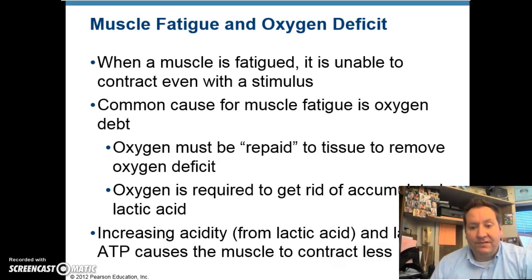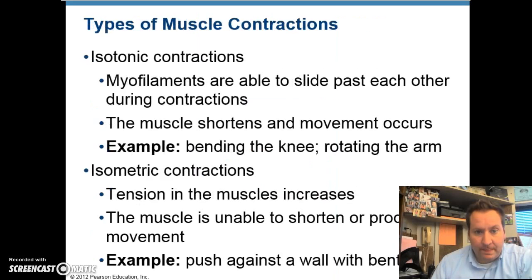So in order for muscle fatigue to stop, you have to replace the actual lactic acid with oxygen coming into it. Which is why, during a sporting activity and things like that, you'll go through periods where you have to get rest. And when you rest, oxygen is supplied back into that muscle to help relieve the lactic acid that's built up inside of it, and then you get going again. You can go back at full speed for a given period of time.